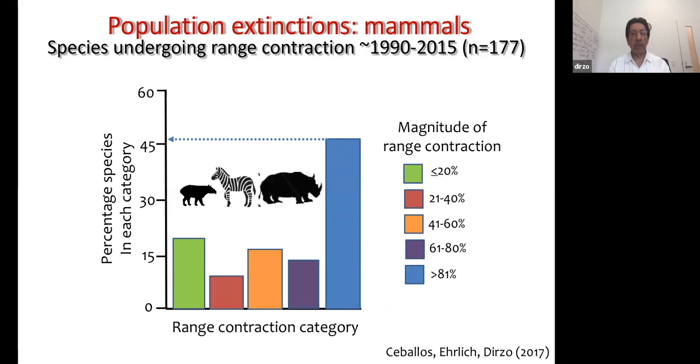That is a really depressing, in some sense, but very vivid representation of what's happening with the populations of many mammals in this particular case. So again, population extinction is the critical problem to be paying attention to.